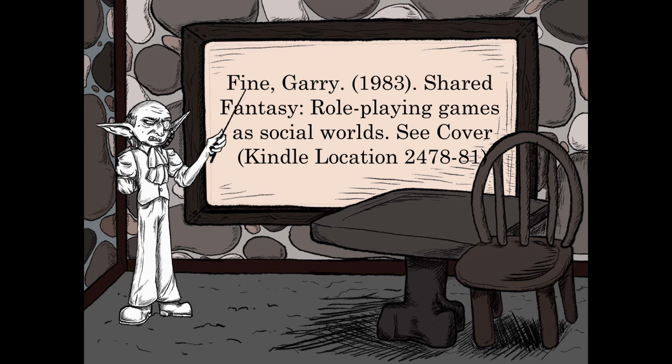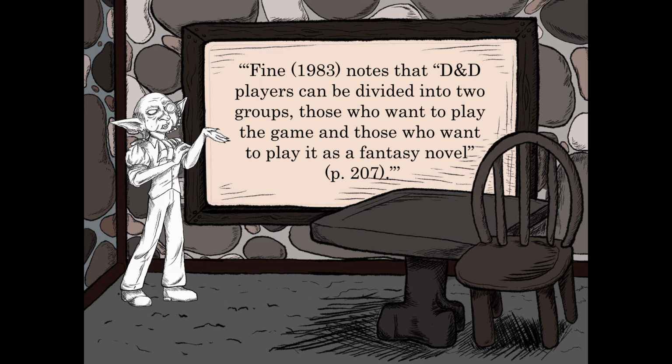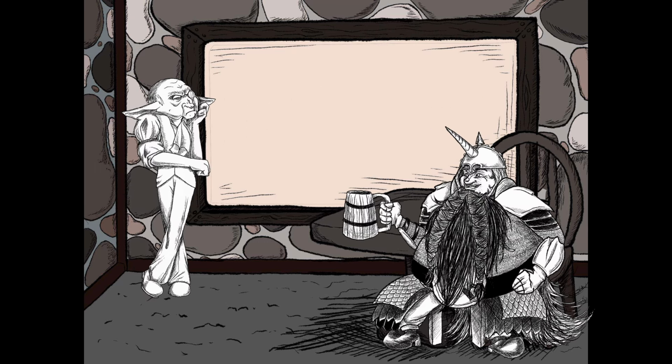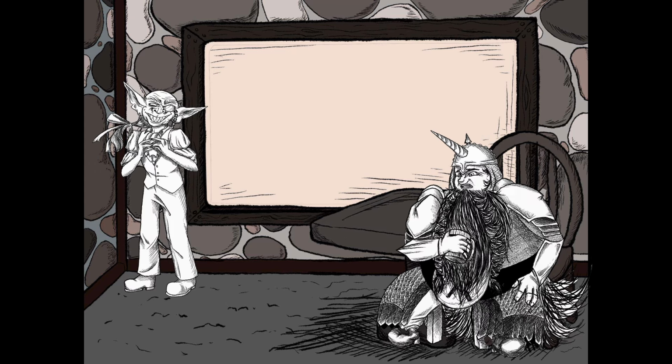Gary Fine, in his book Shared Fantasy: Role-Playing Games as Social Worlds, divides players into two main groups. Quoting directly, Fine, 1983, notes that D&D players can be divided into two groups, those who want to play the game and those who want to play it as a fantasy novel. So what you're saying is those that just want to play and those that are pro railroading. I mean, I enjoy a good roller coaster as much as the next guy, but railroading is another story altogether.